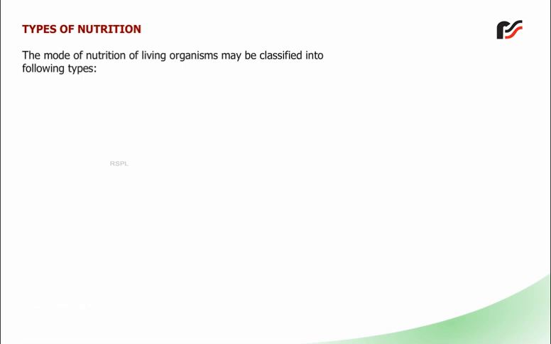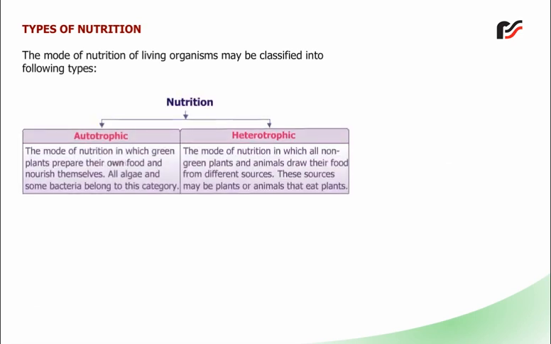Types of nutrition. The mode of nutrition of living organisms may be classified into the following types. Autotrophic: the mode of nutrition in which green plants prepare their own food and nourish themselves. All algae and some bacteria belong to this category. Heterotrophic: the mode of nutrition in which all non-green plants and animals draw their food from different sources. These sources may be plants or animals that eat plants.